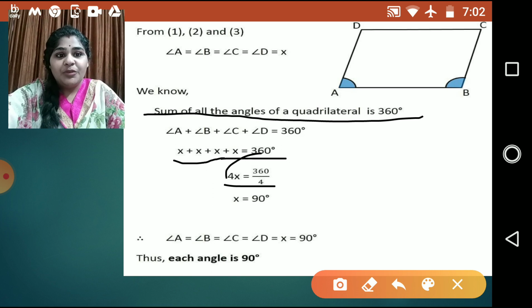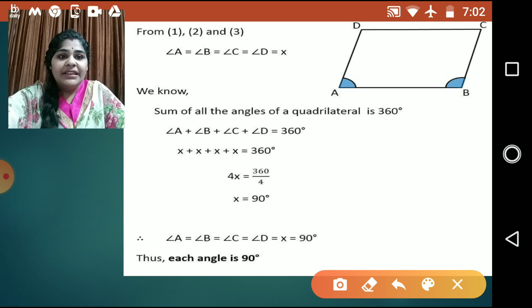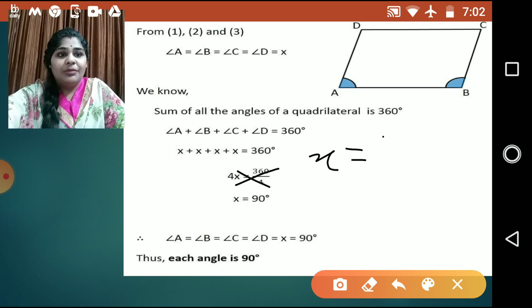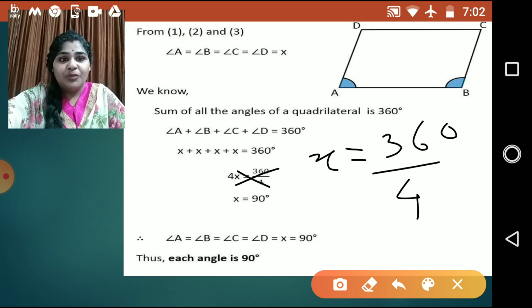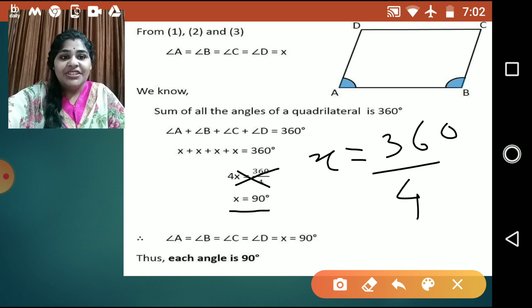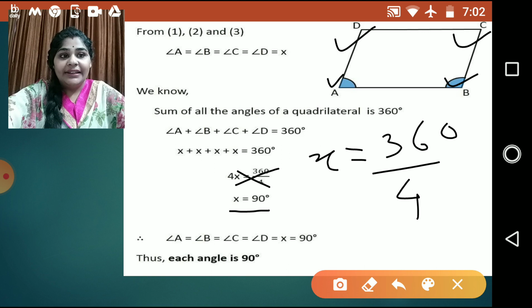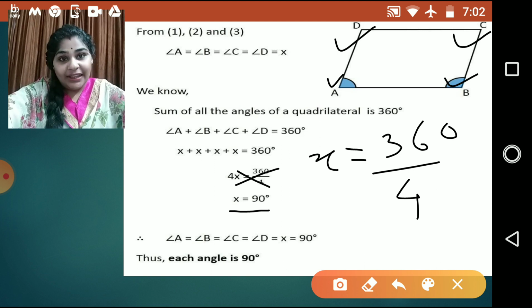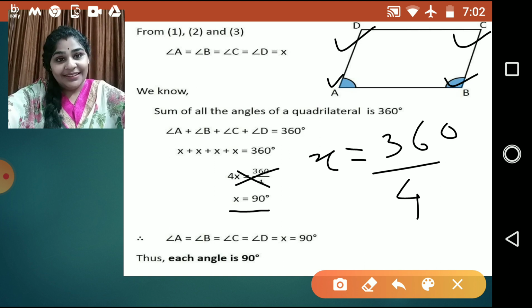So we transpose this 4, so it becomes x is equal to, this is wrong children, it becomes x is equal to 360 divided by 4, right? We are transposing 4 to the other side. So hence x will be equal to how much? 90 degrees, right? So hence angle A, angle B, angle C and angle D are equal to 90 degrees. So all the angles are equal to 90 degrees.